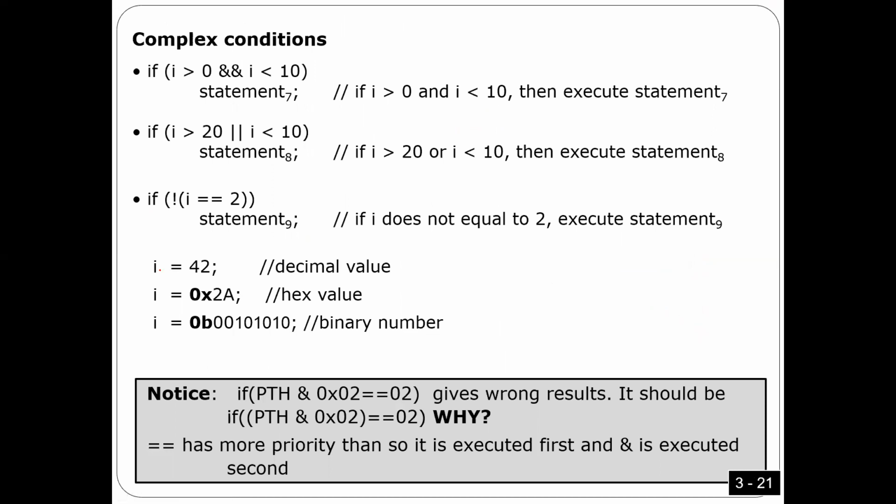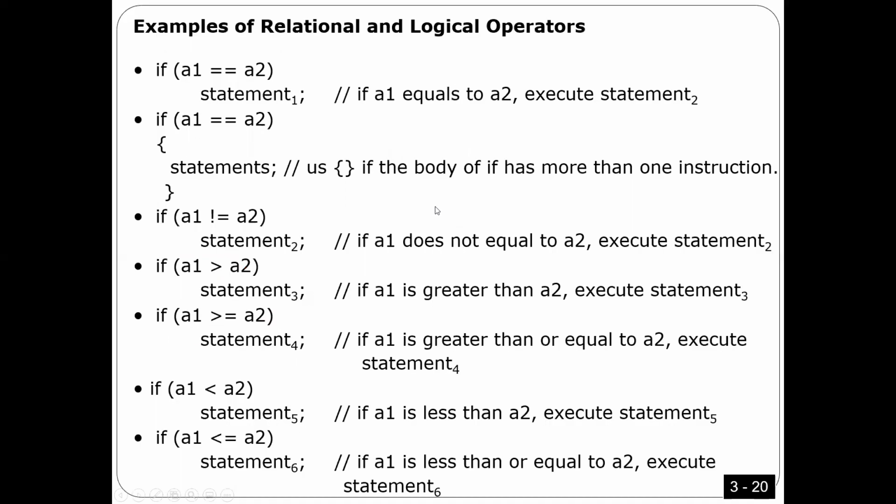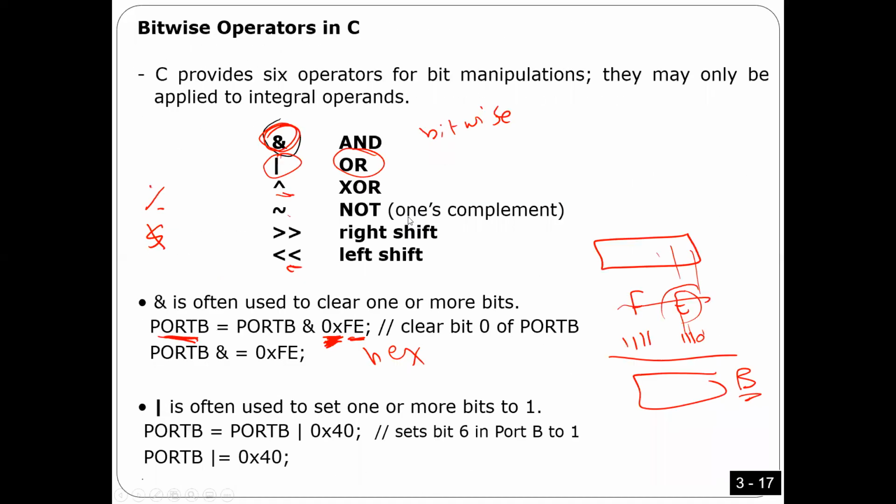Look here, guys. If I say I equals 42, that's what you used to do in C language. That means I should equal the number 42, which is a decimal number. If I put 0x as a prefix, that means this is a hexadecimal number. If you put 0b here, in C language it is similar to the percent sign, and 0x is similar to the dollar sign, as we did before. So this is the way we can do the AND operation.